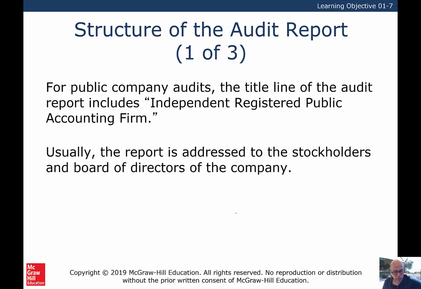Okay, good. So again, to audit a public company, we have to be registered, and we are registered, and it depends on the state. But in the state of California, they say, hey, you have to be registered with the AICPA's peer review program to be qualified to audit a public company in the state of California. Okay, when we write our reports, we will call out in the title that we are independent, and we are registered, and then we will address the report to the stockholders.